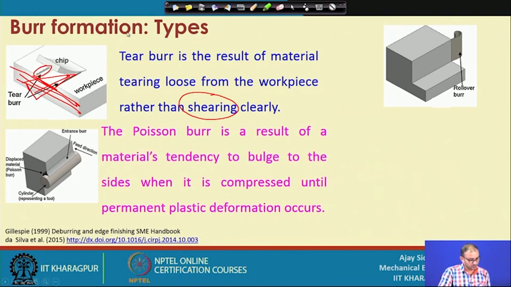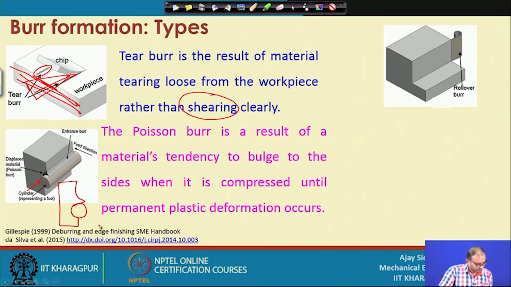Now, these are called Poisson burrs. What is a Poisson burr? A Poisson burr is a result of a material's tendency to bulge to the side when it is compressed until permanent plastic deformation occurs. Now, let us consider this situation. Consider this one is a tool. This is a cylinder, you are rotating this cylinder, then you are pressing this cylinder inside. Consider our tool is a blunt tool. When you are pressing it inside, now consider we are looking from this side. This is the cutting tool and this is the workpiece we are looking at at this location, correct.